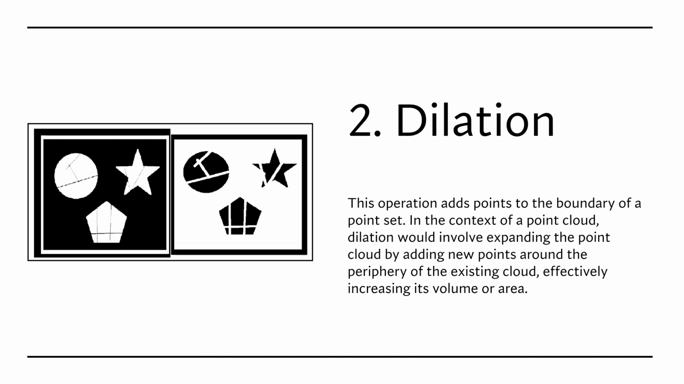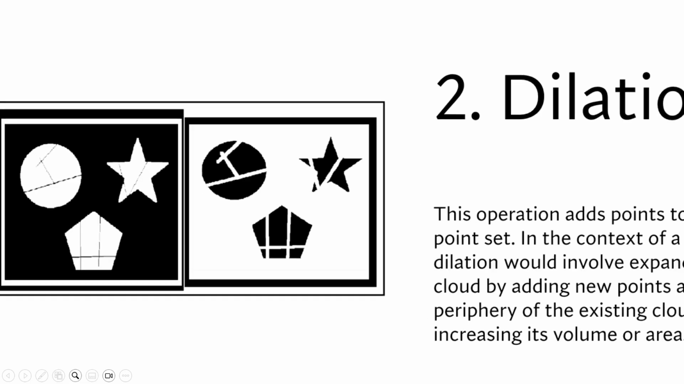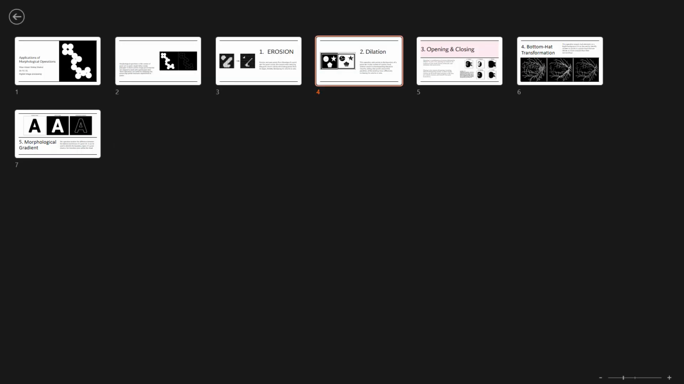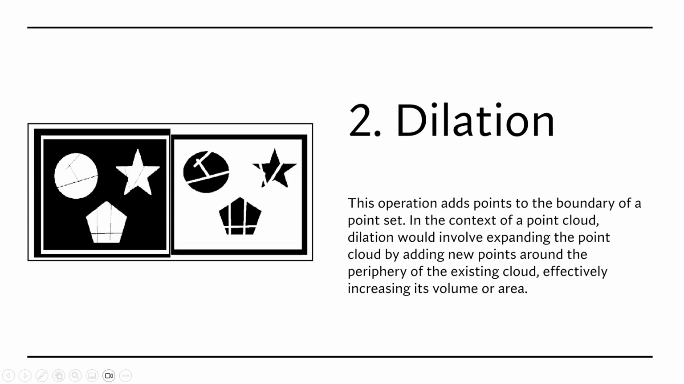So what dilation does, this operation adds points to the boundary of a point set. In the context of a point cloud, dilation would involve expanding the point cloud by adding new points around the periphery of the existing cloud, effectively increasing its volume or area. The highlighted area is left as it is, but the weak pixel points are highlighted so that they can be transformed for better visualization.